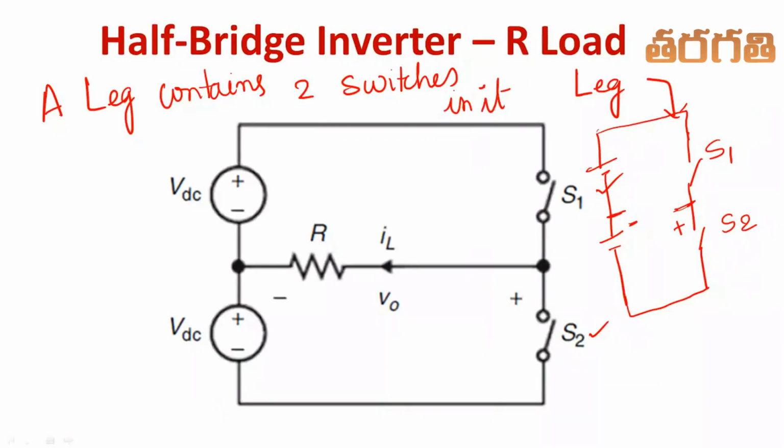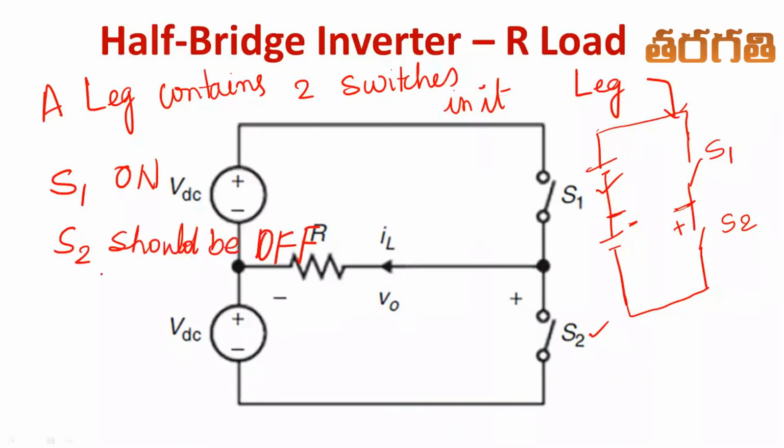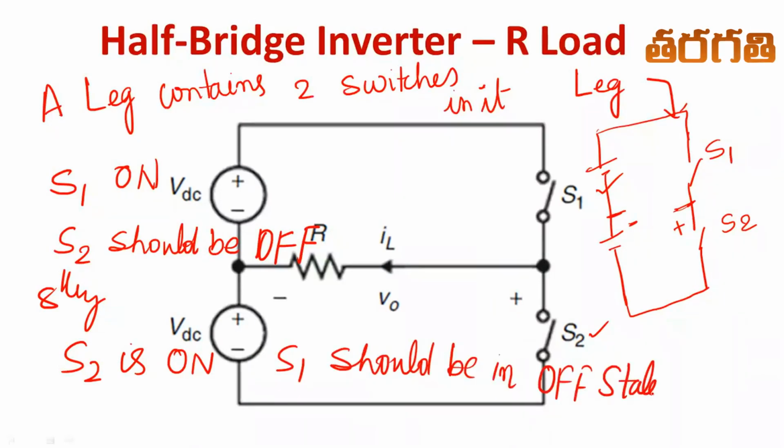The switches are operated in such a way that pulses are applied so that when S1 is on, S2 should be off. Similarly, vice versa: when S2 is on, S1 should be in the off state. This is the condition for operation of any kind of inverter. So what is the operating condition?